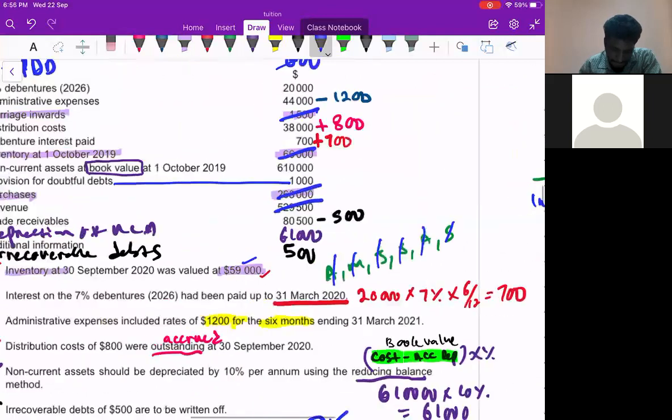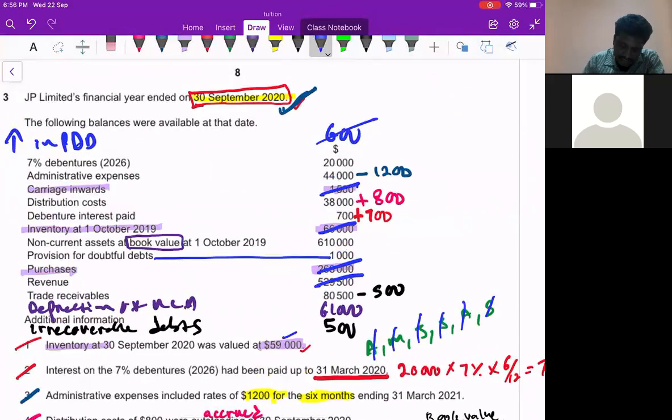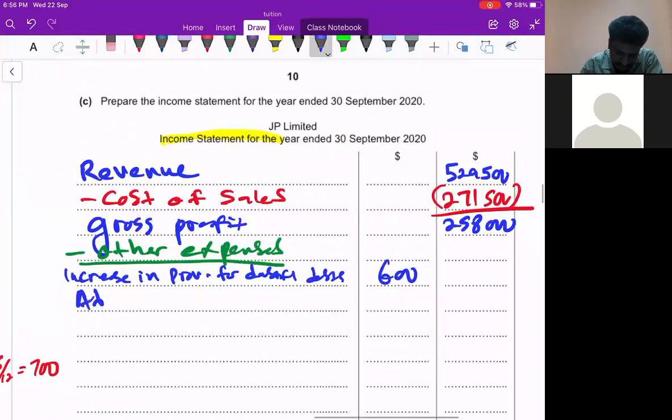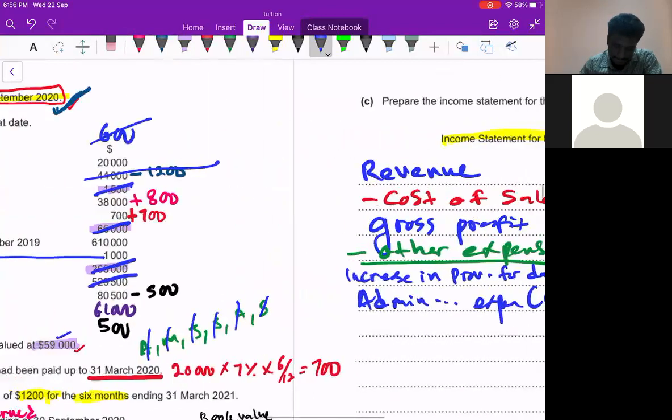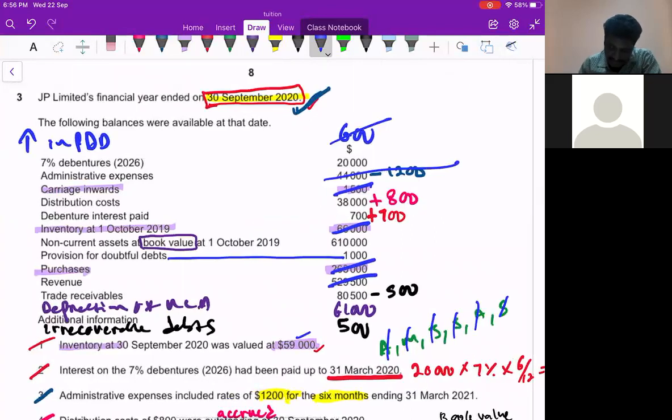After that, we have administration expenses, but administration expenses have calculation. You must show the expenses. Exam no short form. Administration expenses: 44,000 minus 1,200, I get 42,800. After that, distribution costs.